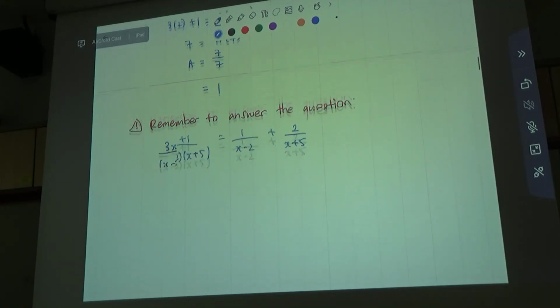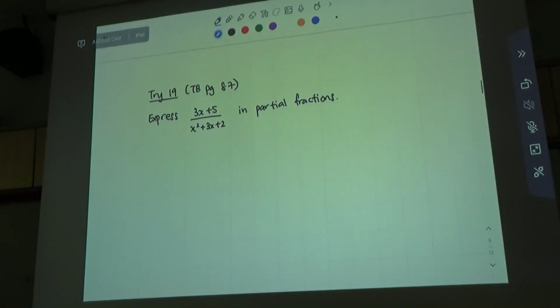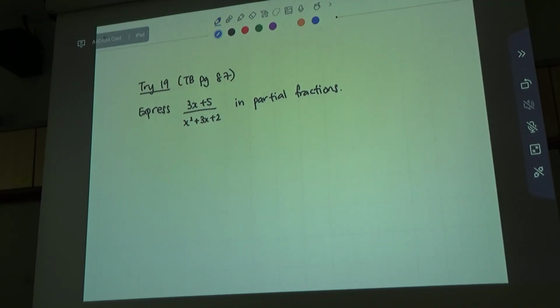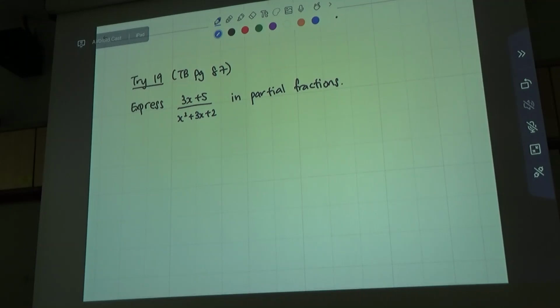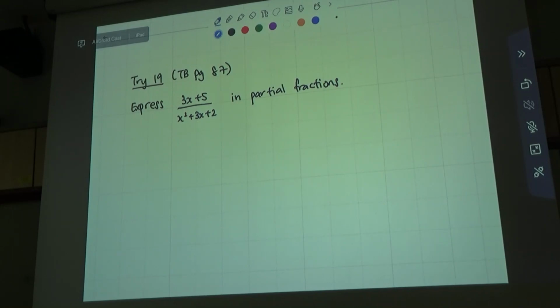Okay, moving on to another question. Looking at try 19 on page 87. We have 3x plus 5 over x squared plus 3x plus 2, and we want to express that into partial fractions. And we may have a little bit of a problem. Like I mentioned, this is proper. These examples are all proper.